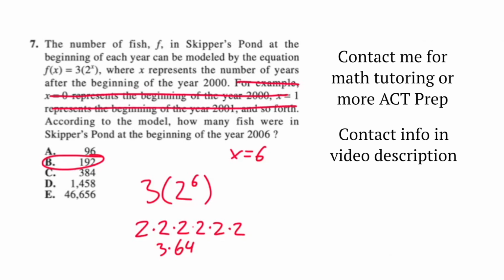Also, try skipping to the end of the problem and read what the question is first, because you might not really need to read the problem at all. It just says, according to the model, how many fish were in Skipper's Pond at the year 2006? So, you do need to read a little bit to understand that X equals 6, but for the most part, you can kind of just figure out, okay, yeah, plug 6 into this and then see what you get. You can just type the whole thing into a calculator.